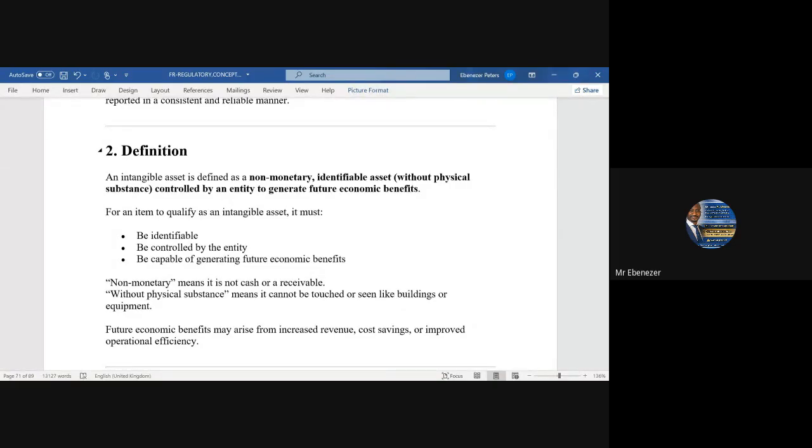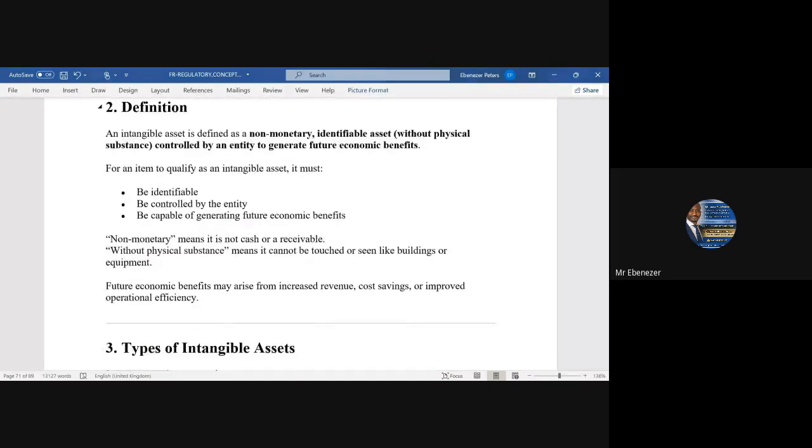Summarily, intangible assets are non-monetary identifiable assets controlled by an entity and generating future economic benefit to the entity. And so these key words must be in your definition. That's why I bring it out. I call it the ICC. That is, it must be identifiable, controlled by an entity, and capable of generating future economic benefit. So that is what you need to know.